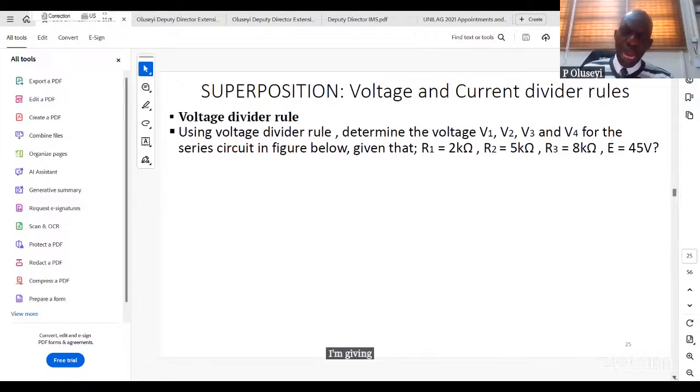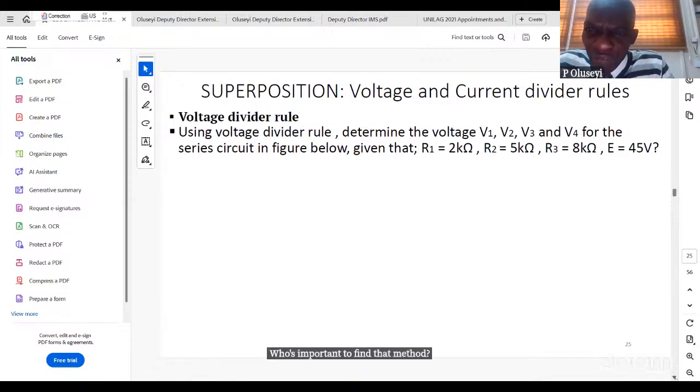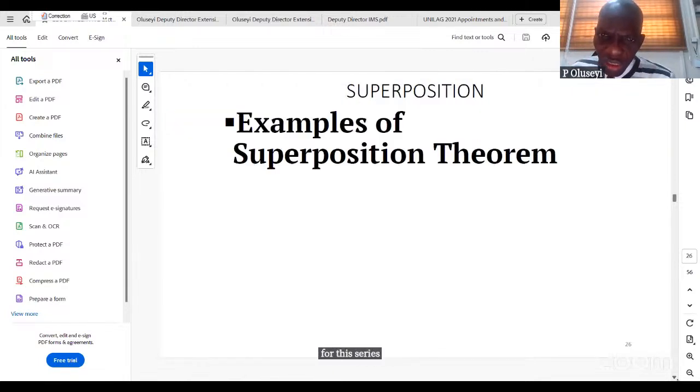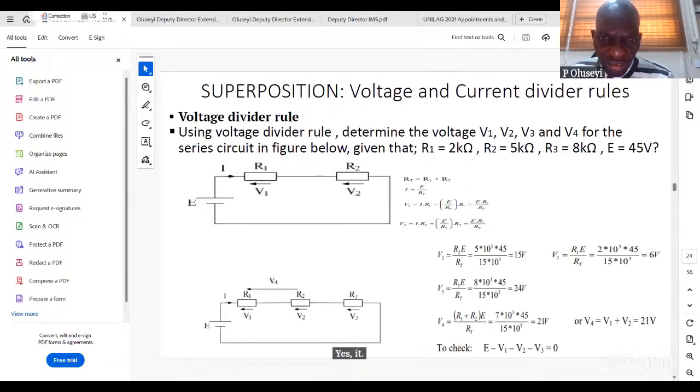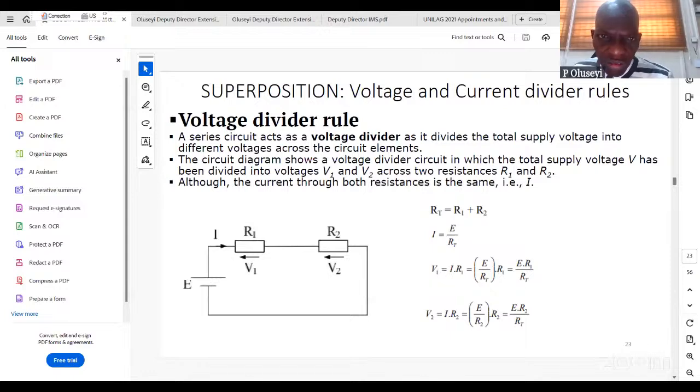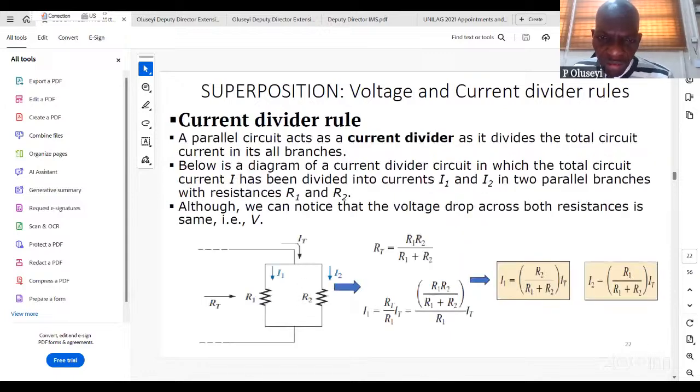Now let me see you. Can you do this using the voltage divider method? Determine the voltage V1, V2, V3, V4 for the series. Oh, I didn't give the question completely. Where is it? Okay, don't let me worry myself. So let's assume, for the sake of knowledge now, can you write down for this particular circuit?